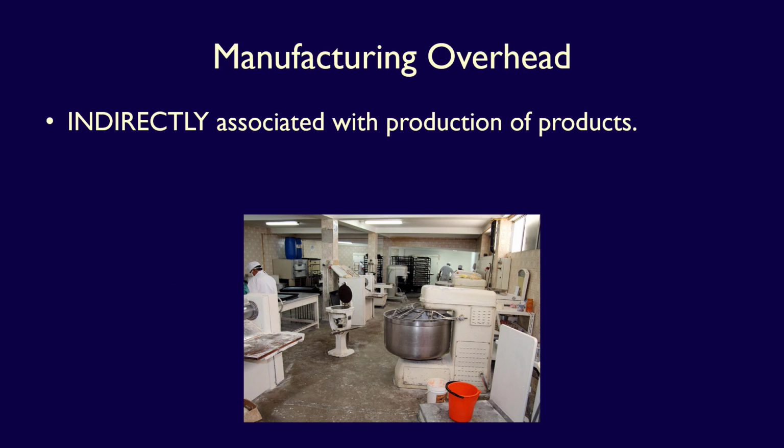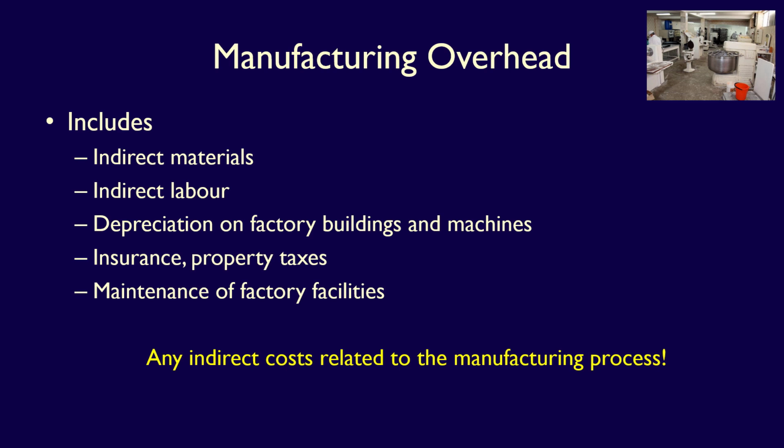The third and last category of manufacturing costs is manufacturing overhead, which is made up of the manufacturing costs which are indirectly associated with producing a product. But these costs must be included because without these costs, you wouldn't be able to produce the product. This would include costs such as indirect materials, indirect labor, depreciation on factory buildings and equipment, insurance on the factory, property taxes incurred on the factory, cost of maintaining the factory facilities, and any other indirect costs which are caused by the manufacturing process but are not direct costs.